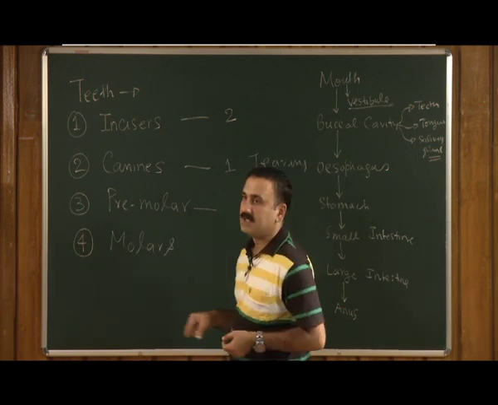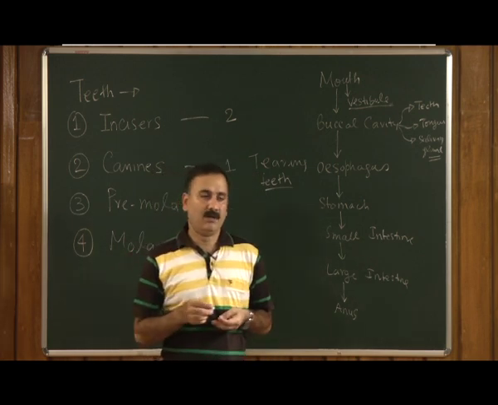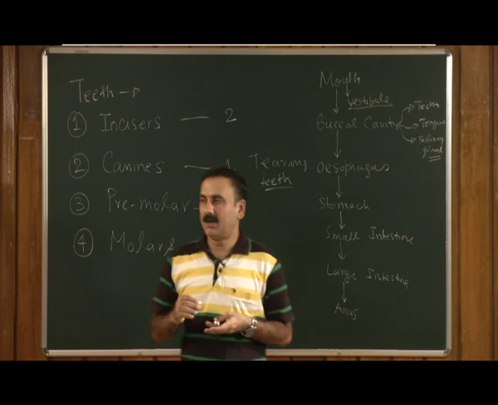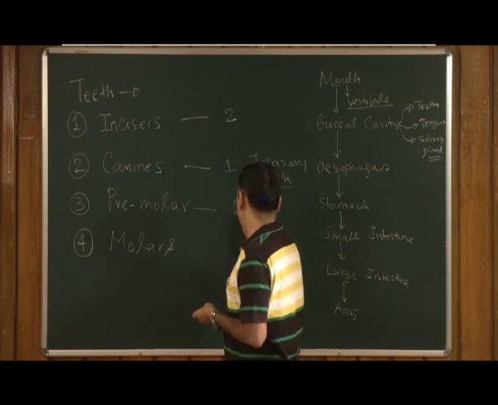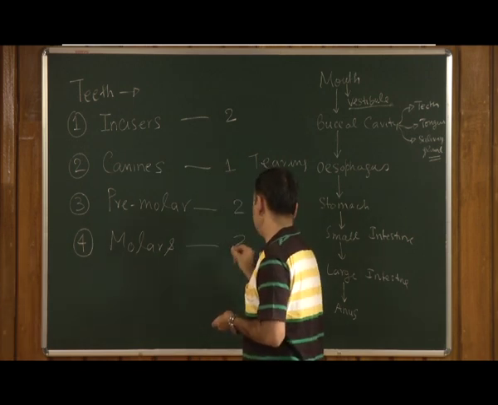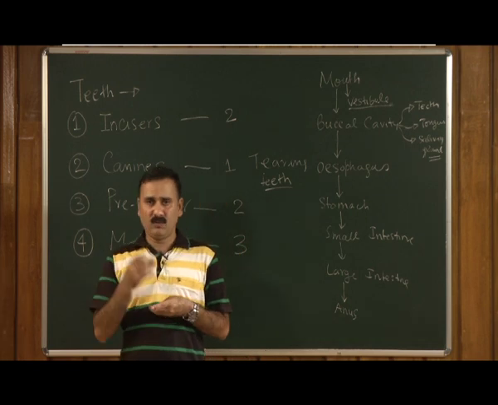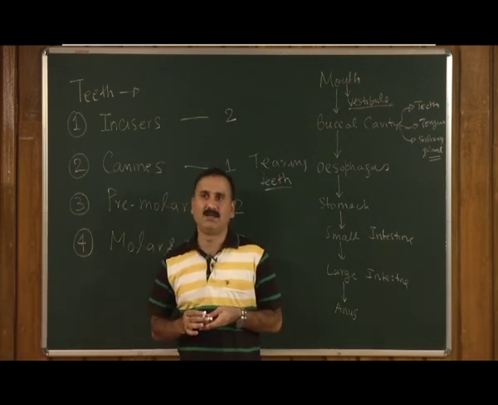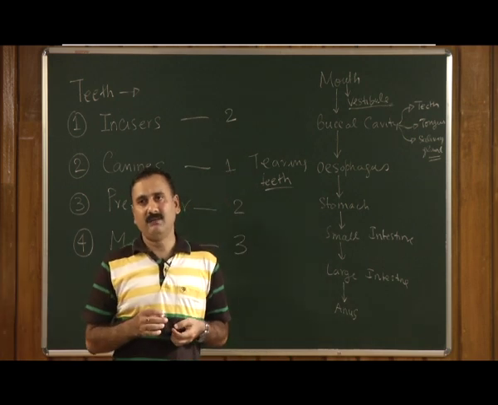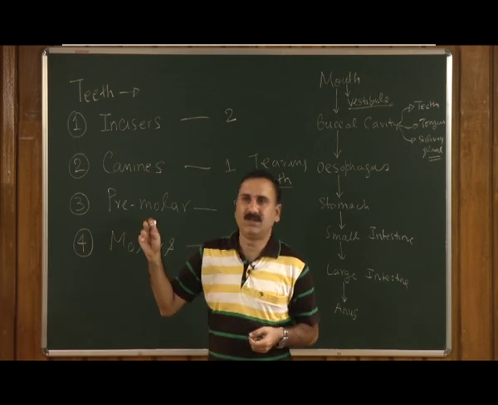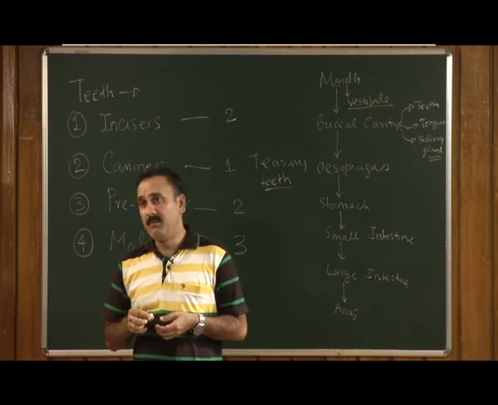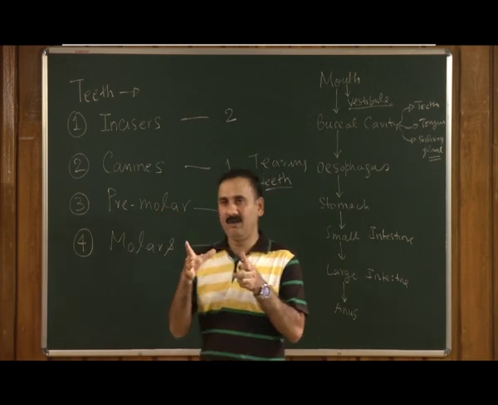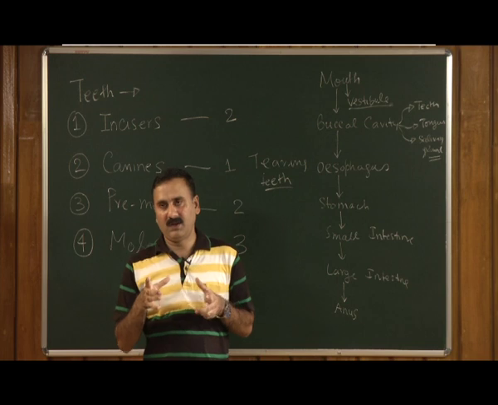Premolars and molars are the teeth present next to the canines, and there are two premolars and three molars. Both of these premolars as well as the molars are multicuspid teeth. This means they have multiple projections on the top portion, but the difference is that the premolars and the molars have a very wide platform on the top.